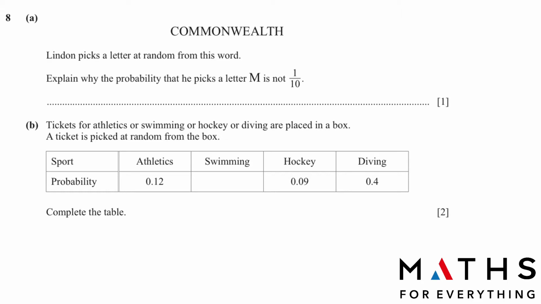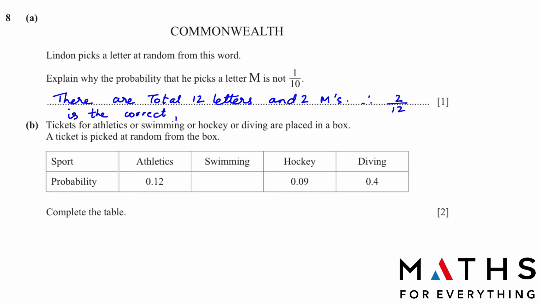So your reasoning will be that there are a total of 12 letters and 2 M's. Therefore, 2 over 12 is the right answer, or is the correct probability.